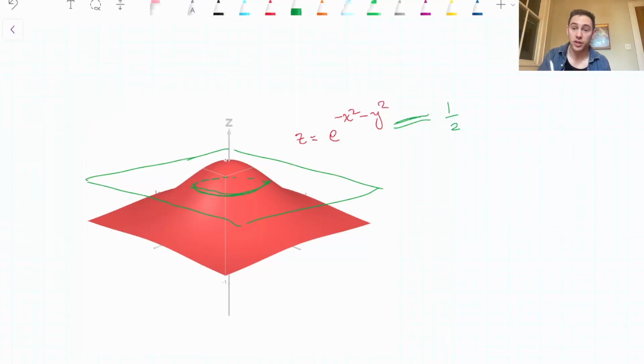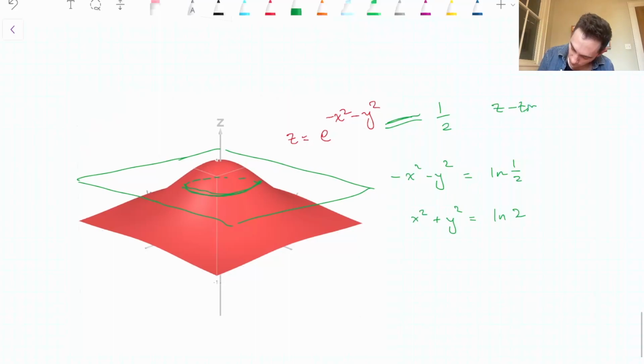And why is that? Because if I were to solve, I'm going to get minus x squared minus y squared equals log of a half, or x squared plus y squared equals natural log of 2. So a circle with radius of the square root of the natural log of 2. So every single slice, every z trace, with this surface would have that perfect circular geometry, which is telling me that this function has radial symmetry.